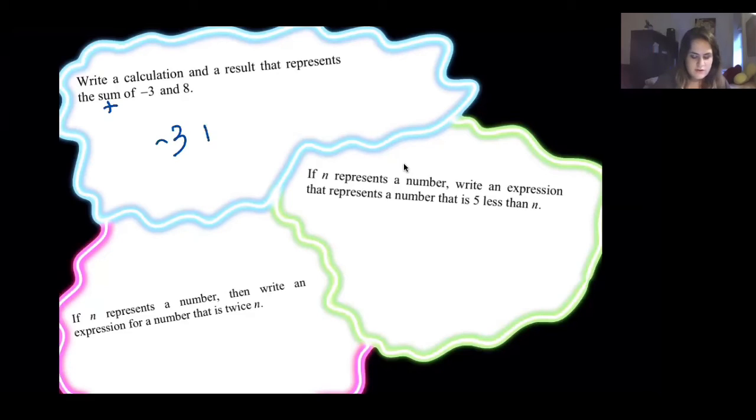So negative 3 plus 8. I'm just going to skip the whole result part because we're going to focus on writing expressions. So that would be negative 3 plus 8. Turns out to be 5, but whatever.